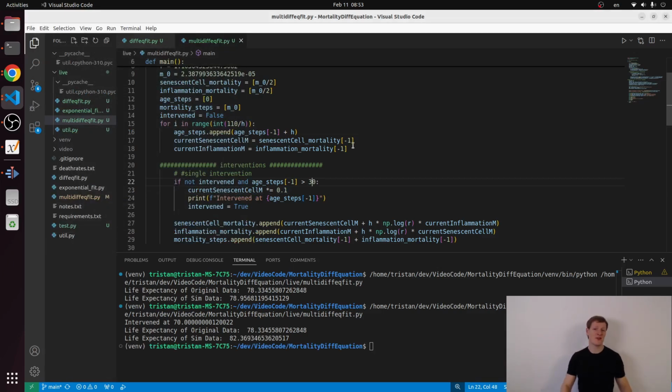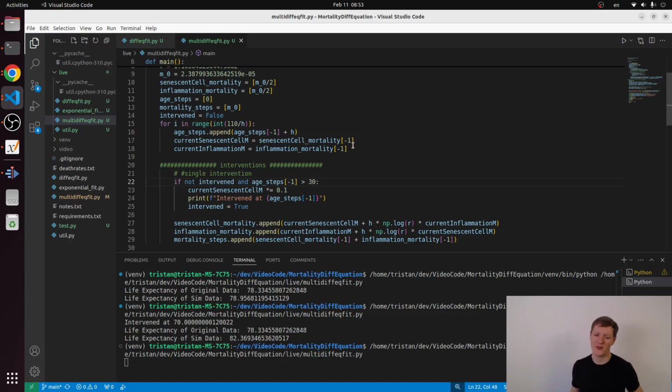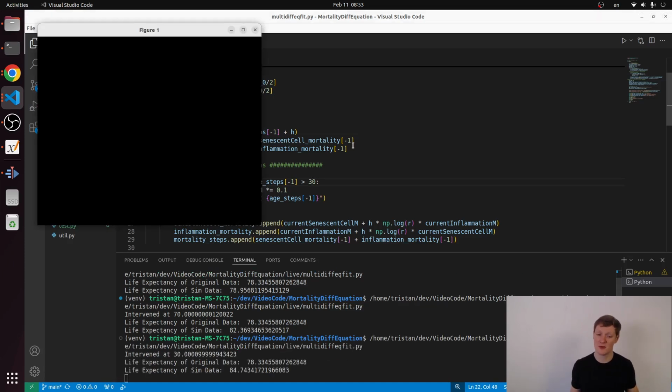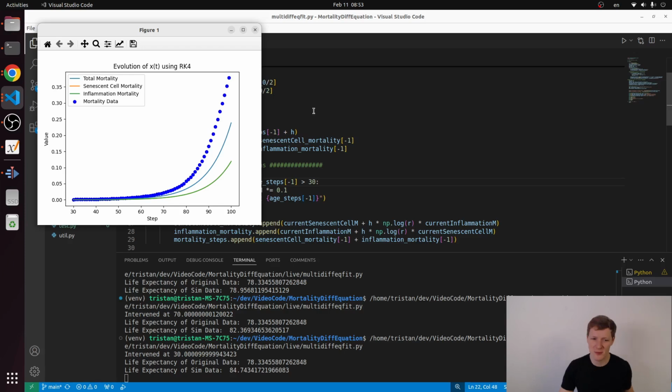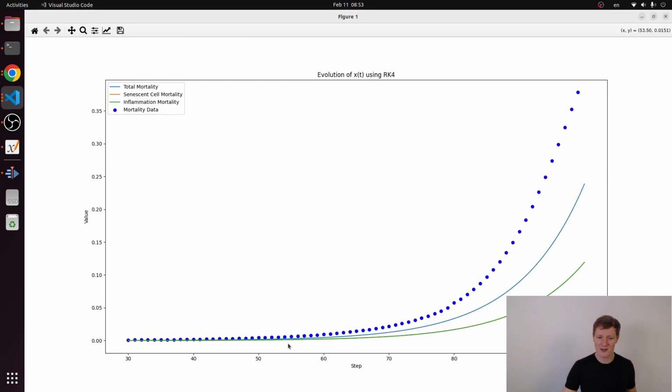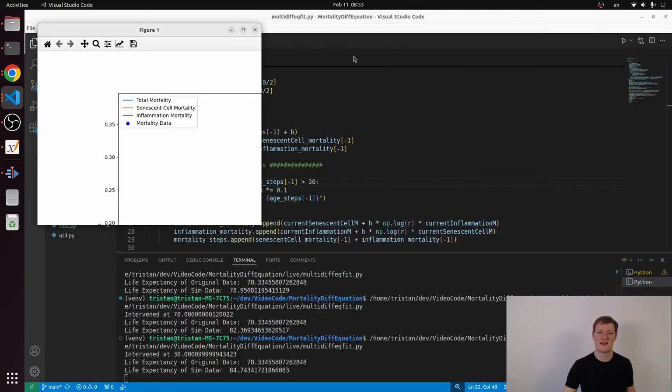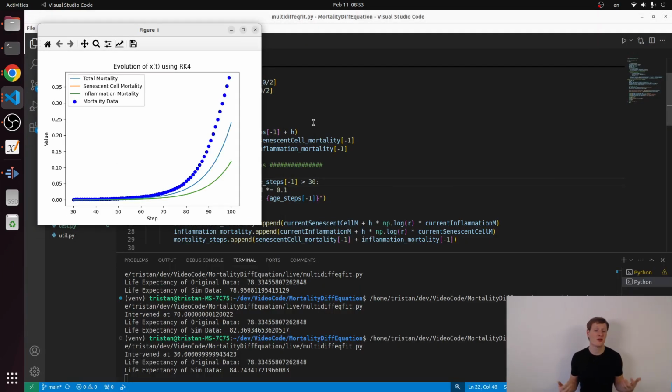Like when we do this at 30, well, we probably won't see it in the graphs, but the effects are much more pronounced, right? Well, not that much more pronounced, but here you can actually see it. So in the graphs, I basically see nothing, because here at age 30, my senescent cell mortality was already very low. Not zero, but very low. But in the end, I actually gained 2 more years in life expectancy. So although I didn't kill as many senescent cells, I gained more life expectancy. And I think that's a really, really cool thing.